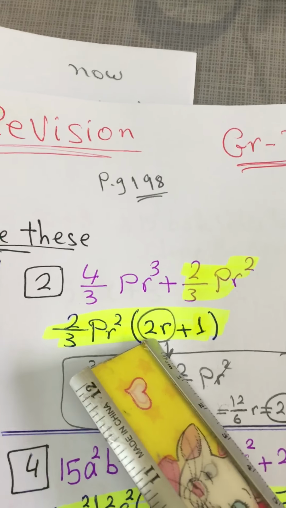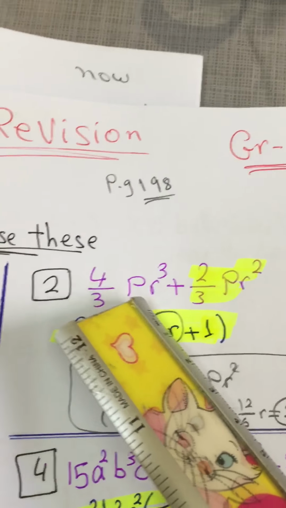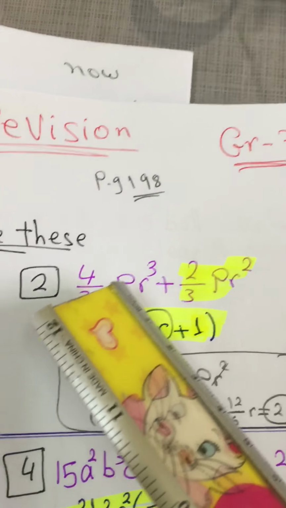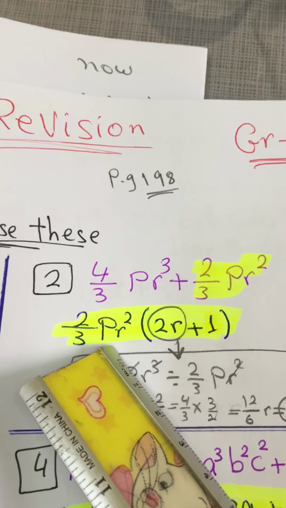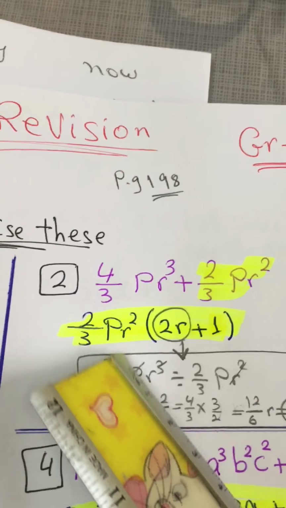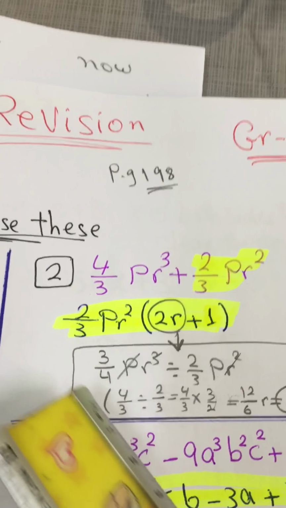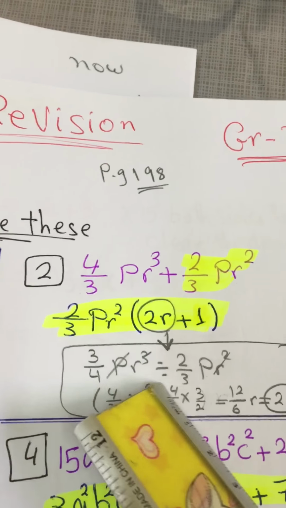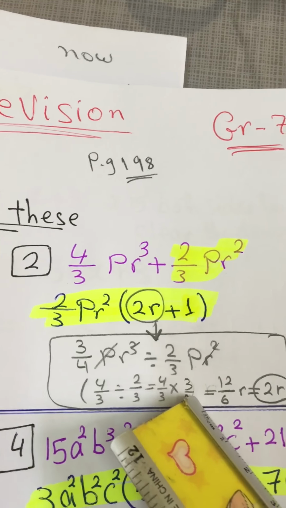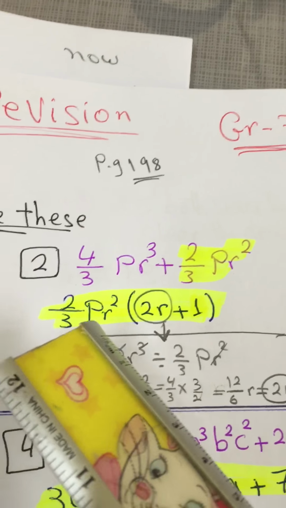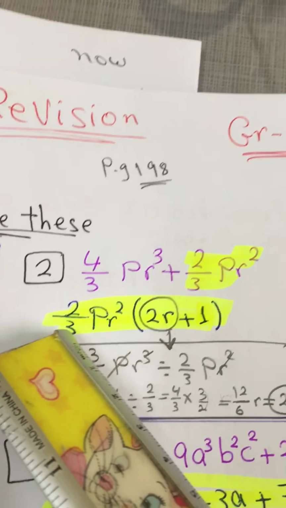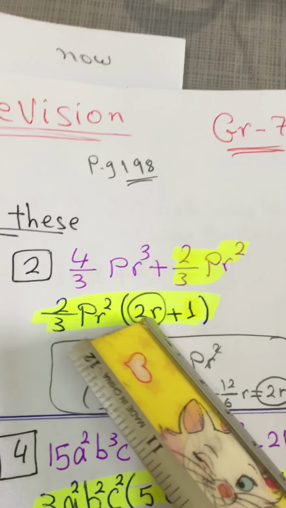Now directly open brackets and then take 4 over 3 πbr^3 divided by 2 over 3 πbr^2. In the beginning, b cancelled with b, and r^3 divided by r^2 equals r. What is the answer of the division? 4 over 3 divided by 2 over 3, I made it here, as you see. 4 over 3 divided by 2 over 3: keep, change, flip, like this. So the result of the division 4 over 3 πbr^3 divided by 2 over 3 πbr^2 is 2r.